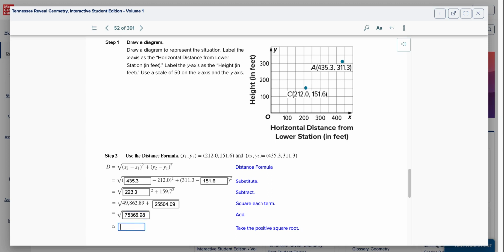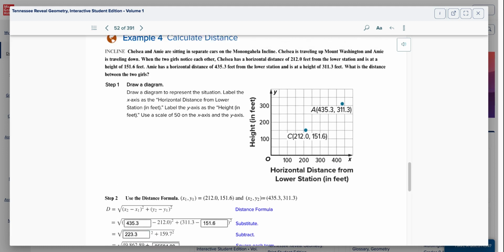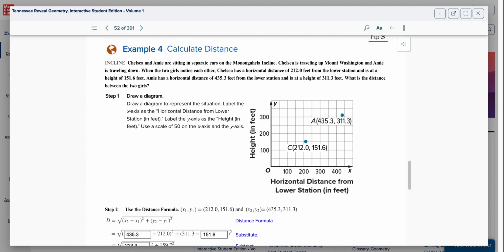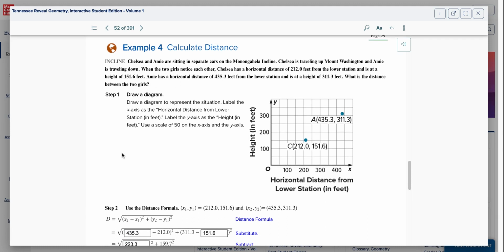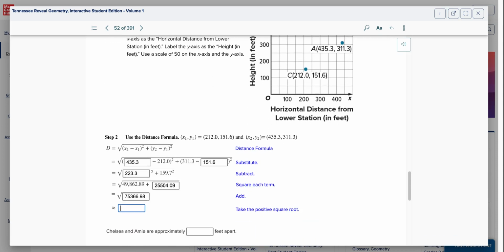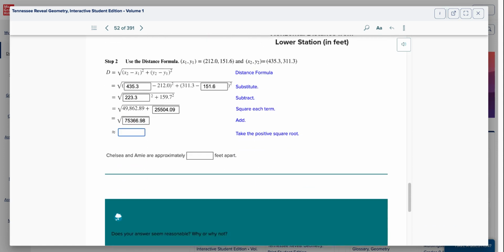All right, and they want me to take the square root of that. In fact, they want me to take the positive square root of that. It doesn't tell me what to round it to. I'm looking up here to see what it says to round it to, because in geometry you always want to make sure you look back and you're given the answer they asked for. So what's the distance? Take the positive square root.